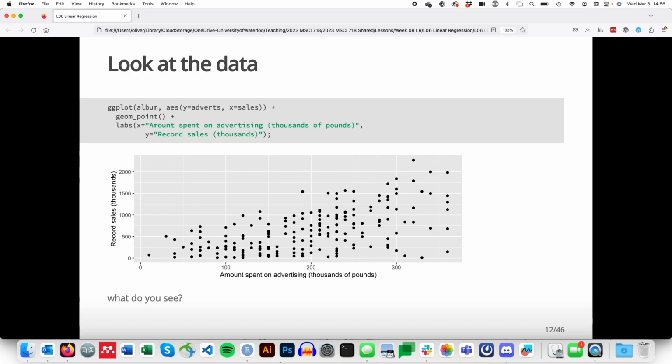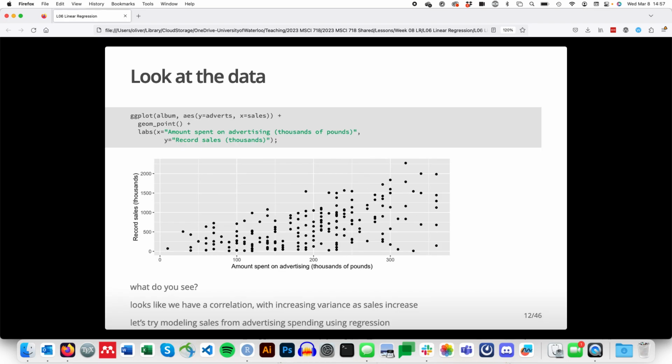So yes, okay, it's not constant, it is changing, it's getting higher. And so what we see is that the variance is small early on, and it increases there. This is known as heteroscedasticity or changing variance, right? So we have a correlation with increasing variance as sales increase. So what we can do is try modeling sales from advertising spend using regression.